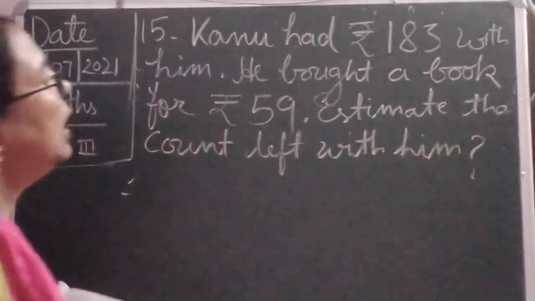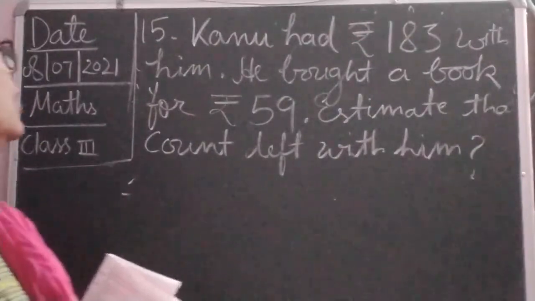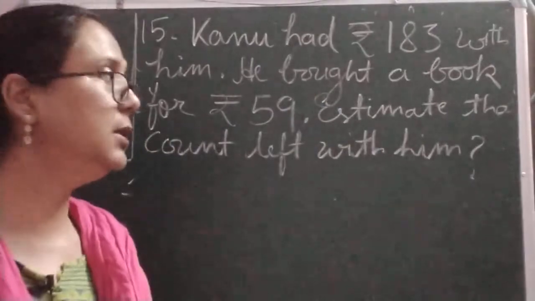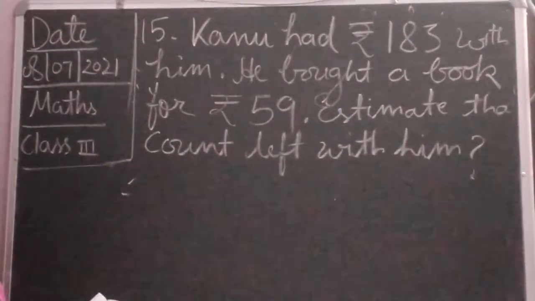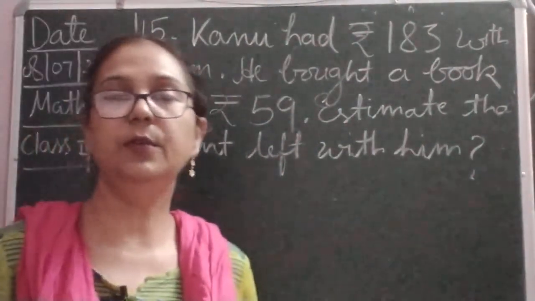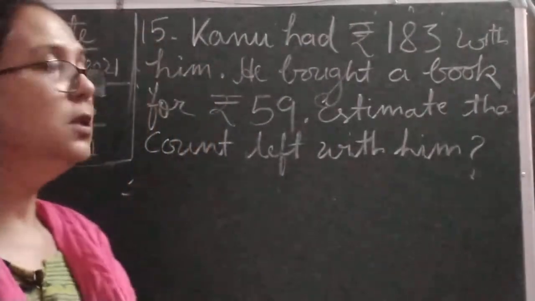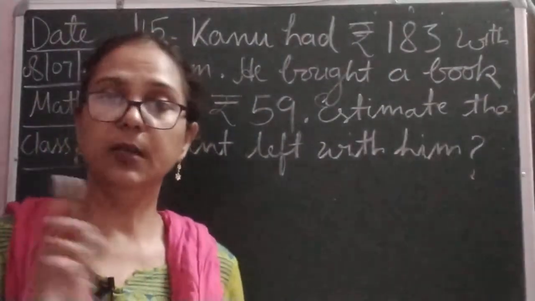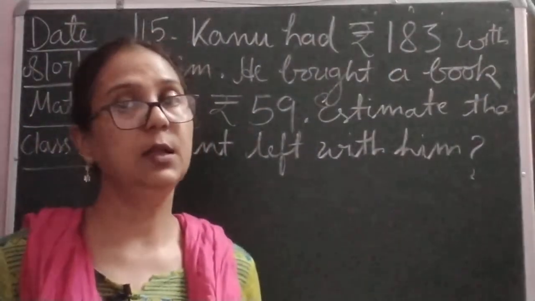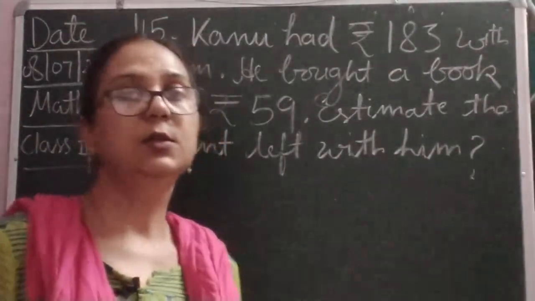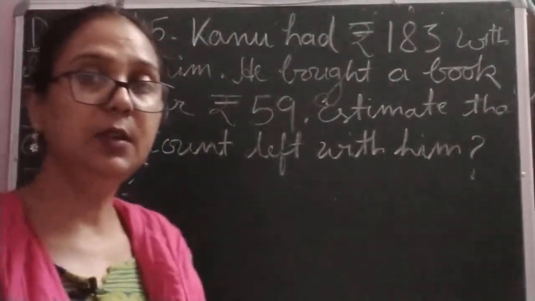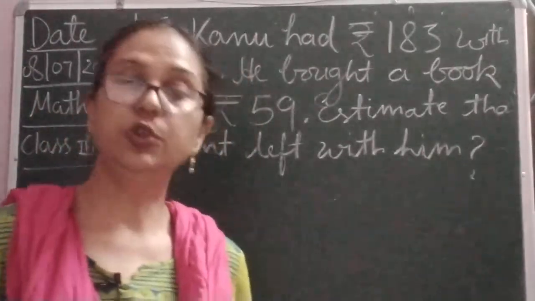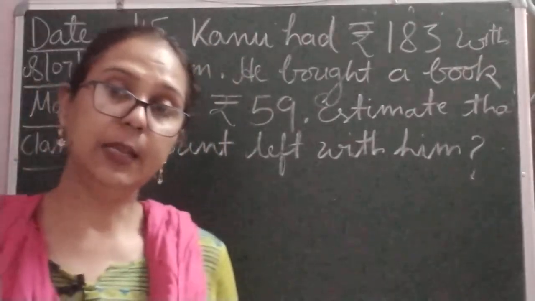It means, children, Kanu had 183 rupees with him. It means Kanu के पास 183 rupees थे and he bought a book for rupees 59. और उसने 59 rupees की एक book खरीद ली. So estimate the amount left with him. It means we have to first round off, then we will estimate this sum. Okay, so we will get the difference after the estimation. So children, this question we will do in our next video class.